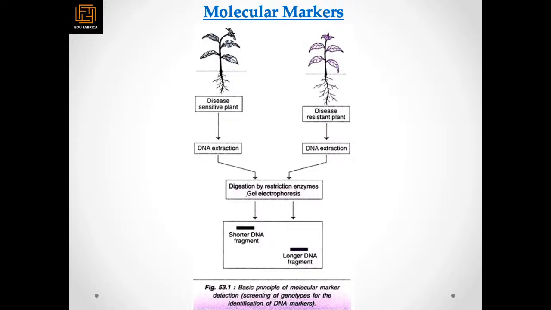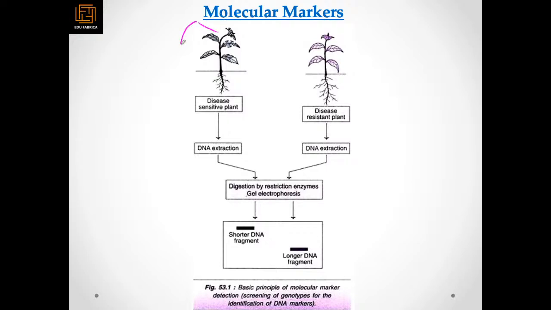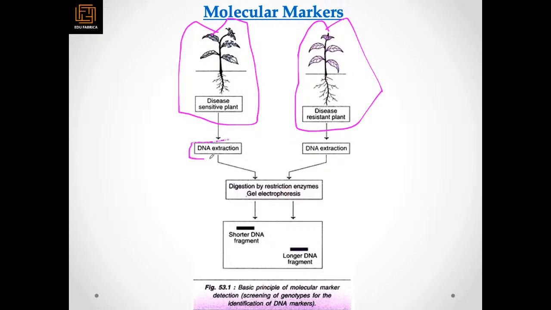So for example here, this is the disease sensitive plant and this is the disease resistant plant. In the first step in all these molecular markers, we extract the DNA, and then we digest it with restriction enzymes like restriction endonucleases, HindIII or EcoRI. Then we run it over gel electrophoresis. One plant will have a shorter DNA fragment, whereas a longer DNA fragment will come from the other plant. In this way, we can differentiate between these two plants.